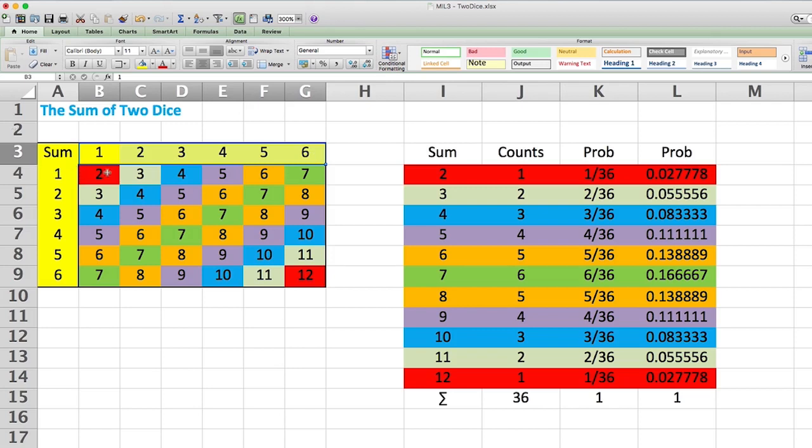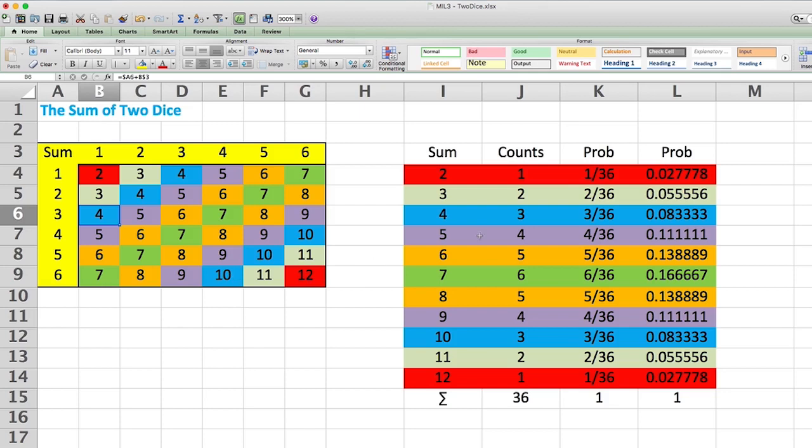So here 1 plus 1 is a 2. Here 3 plus 1 is a 4. Now notice the different numbers show up different many times. There's only one way to obtain a 2, 1 plus 1. But for example, there are 3 ways to obtain a 4. There are also 3 ways to obtain a 10. And so this now shows that these probabilities will be different. We have 36 possible combinations.